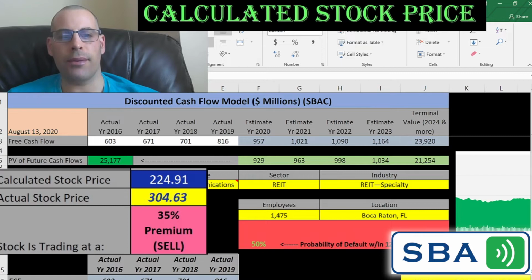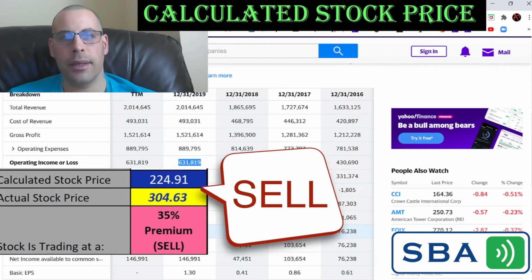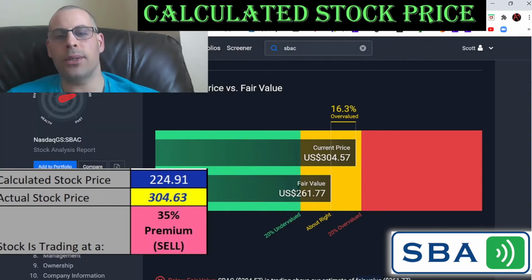It's trading at $305, so it's trading at a 35% premium. So it's a sell according to the model. Let's see what Simply Wall Street says. They're at $261.